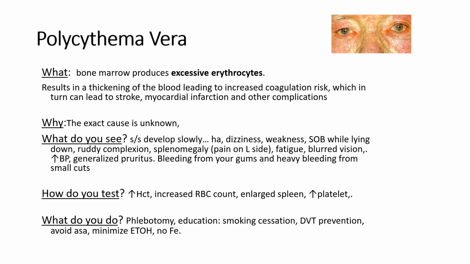We talked already about polycythemia vera. This is where the bone marrow produces excessive erythrocytes. So we talked about this with cancer, so I just want you to review that. All right, these patients are at high risk for increased coagulation, coagulopathies, which can cause clotting disorders, which can lead to stroke, MI, PE, etc.